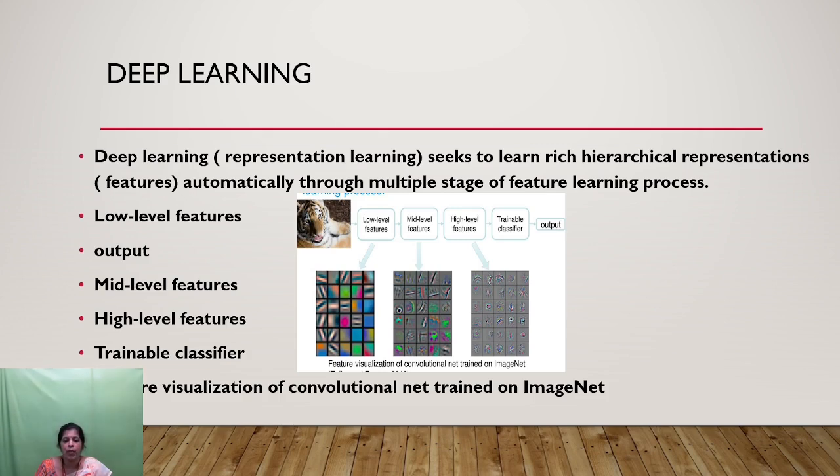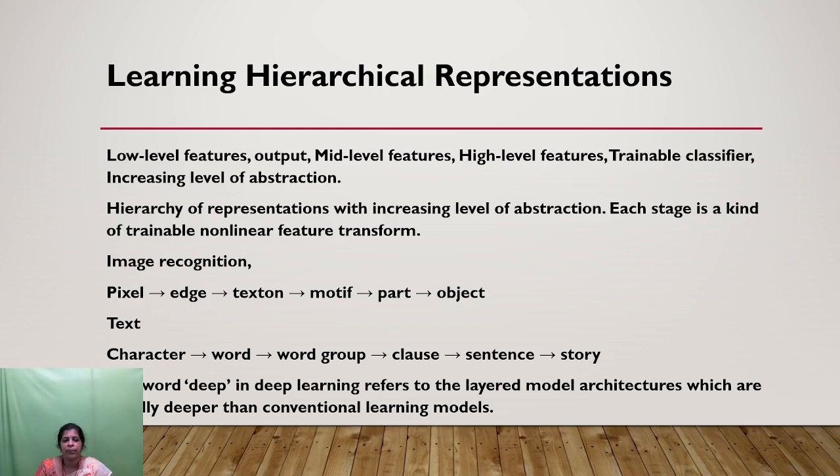This is the feature visualization of a convolutional network trained on images, as shown in the figure. This is a hierarchical representation, from low-level features to mid-level, high-level, the trainable classifier, and then to the output. This is the increasing level of abstraction. Each stage makes use of a kind of non-linear feature transform. In image recognition, it goes from pixel to edge to texton to motif to object, and in text, from character to word to class to story.